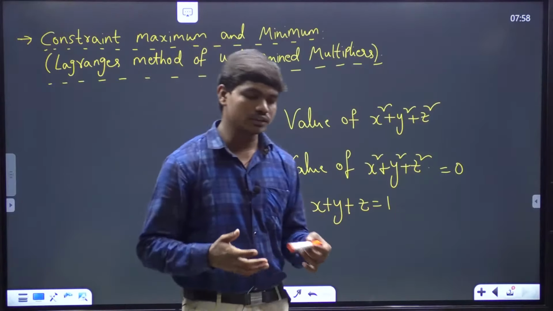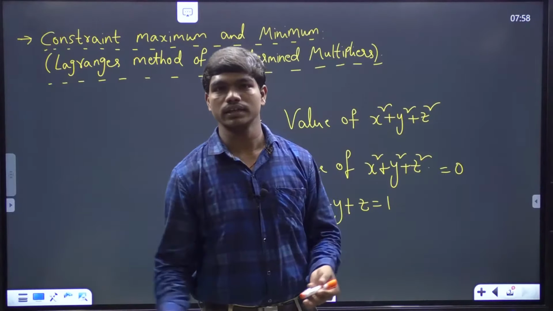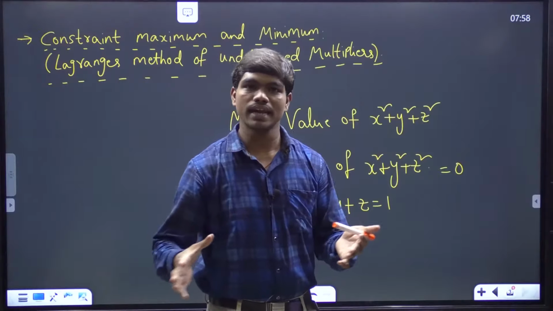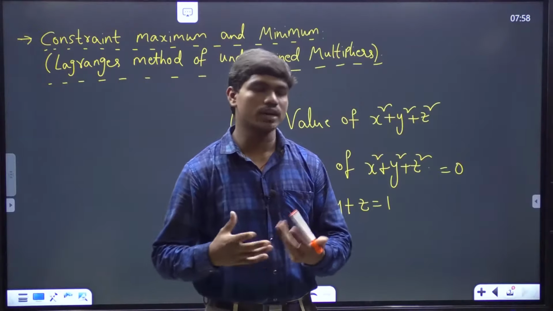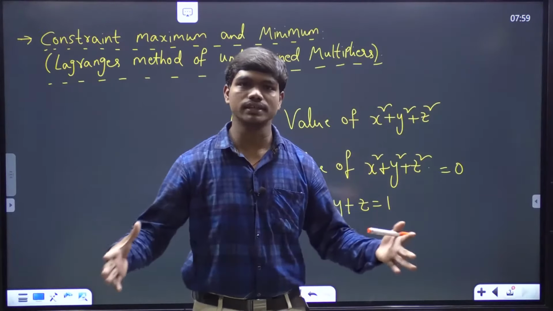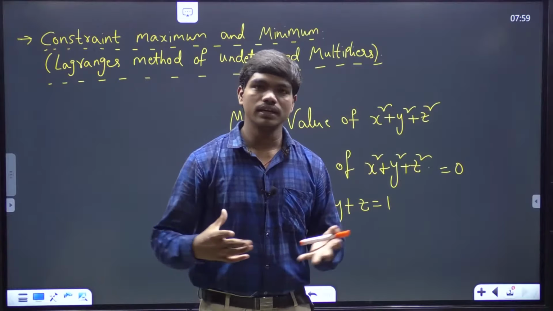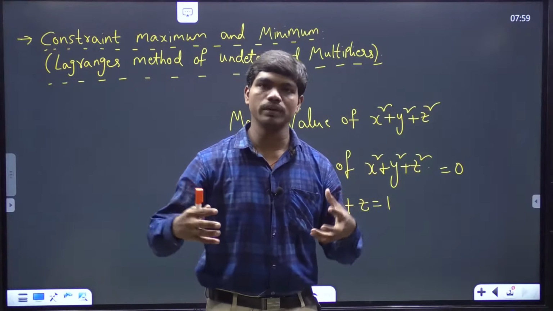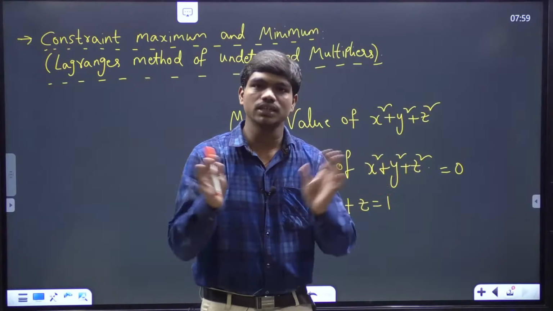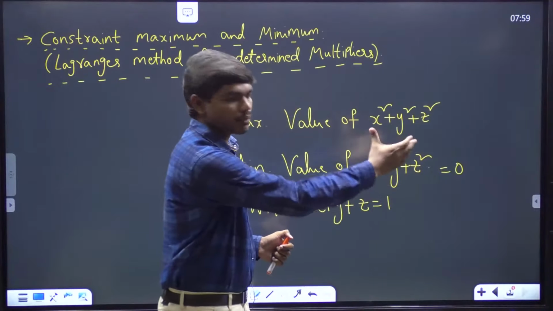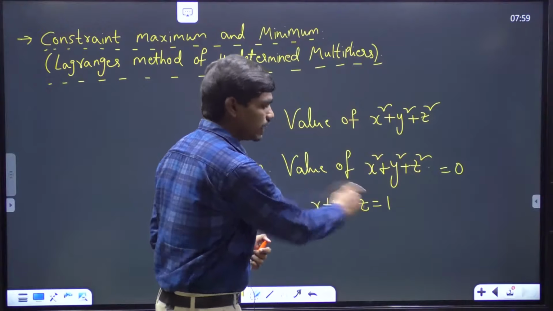For example, if you want to build a building, as long as you don't have any constraints like money, land, and all, you can build a building of huge size. Correct? But when you have money as a constraint, materials as a constraint, then it's really difficult for you to build a big building, and your building size gets constrained. Correct? Similarly, these functions can have maximum or minimum depending upon these values. Okay.